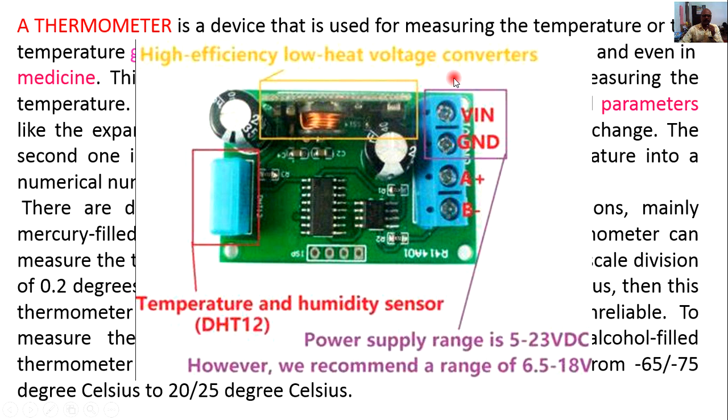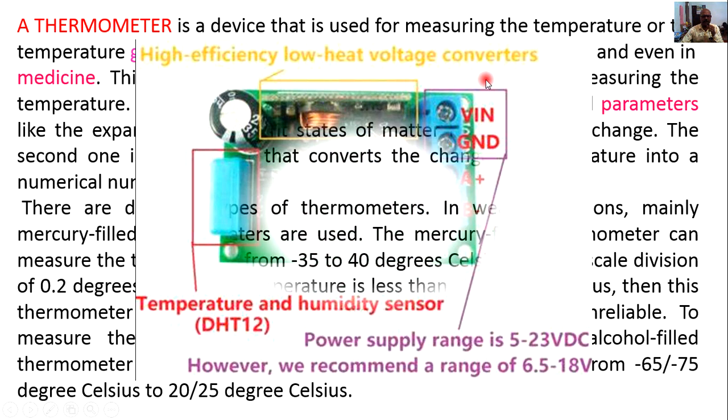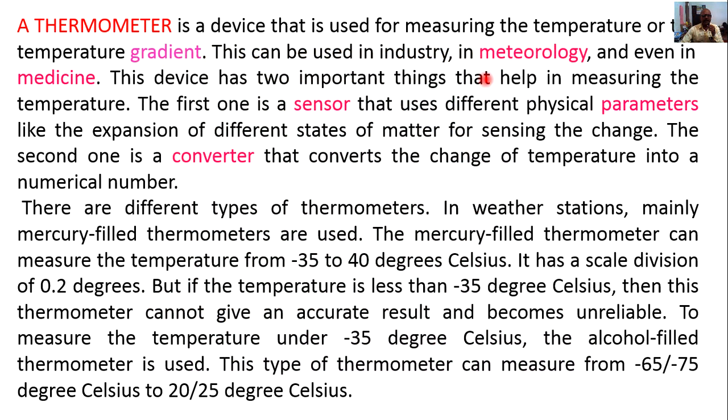At present there are two types of parts used in these devices, the sensor and the converter. But before the 18th century, in that primitive time, this was not used in thermometers, because at that time they used mercury and alcohol.